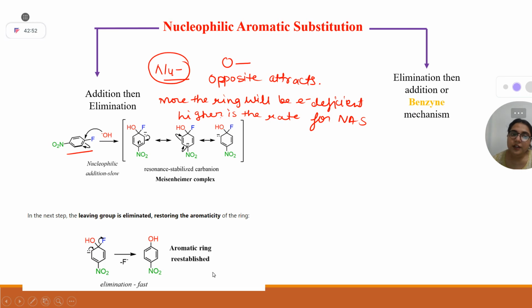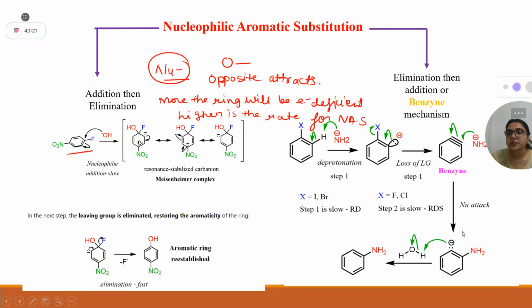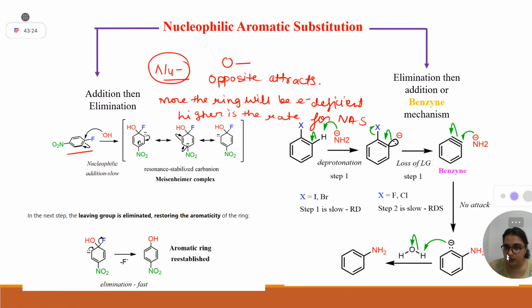Has everyone understood this mechanism for addition then elimination? Why is it called addition then elimination? Because it is not directly eliminating fluorine. It is first adding, and after getting resonance stabilized, in the last step it is removing. Therefore, it is addition then elimination. Understood? Yes, okay.